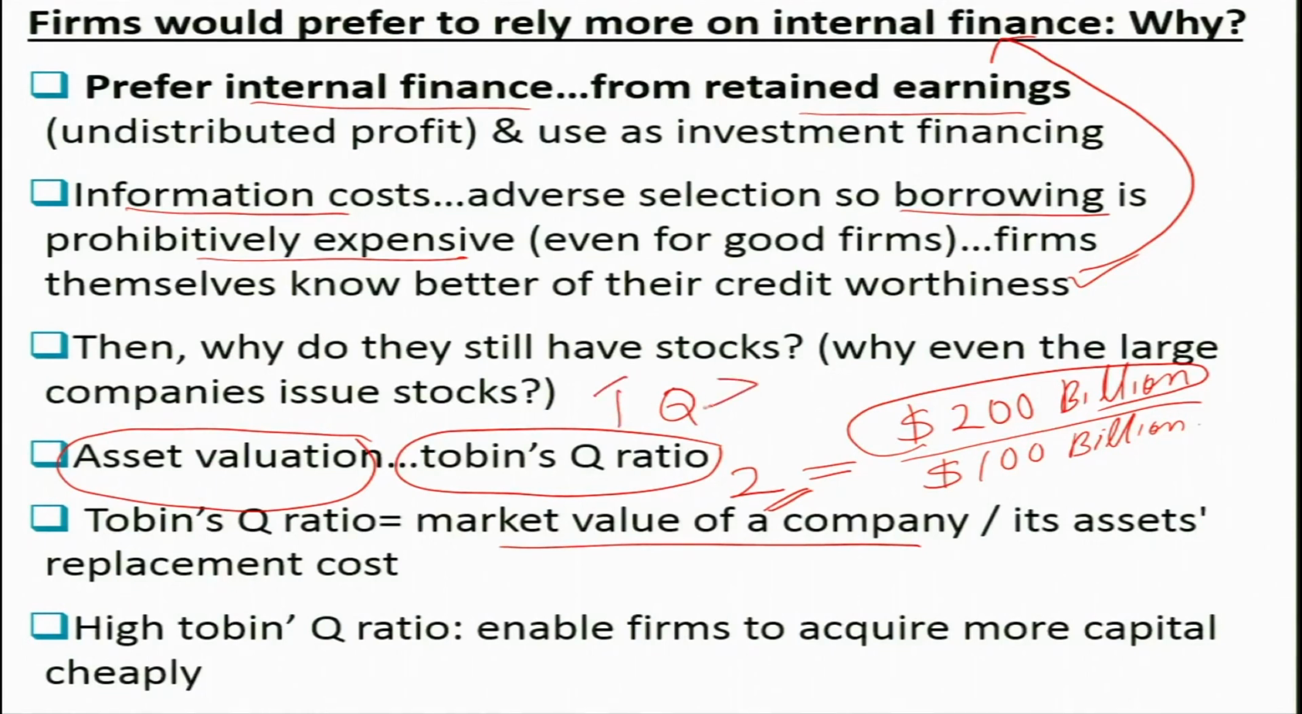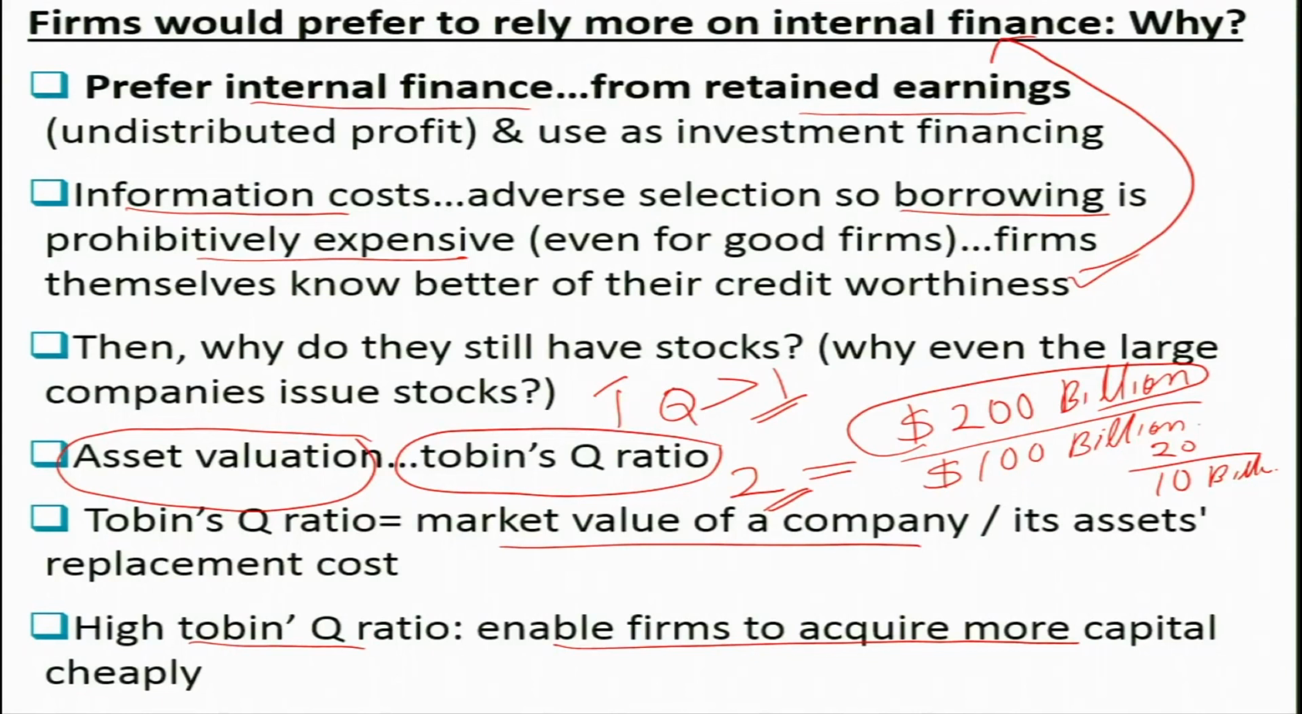If Tobin's Q, TQ, is greater than 1, it means next time they can raise more and more capital, right? Because if they buy, suppose, 10 billion of new machines and tools, the market will immediately value it at 20. So a high Tobin's Q ratio enables firms to acquire more capital cheaply.